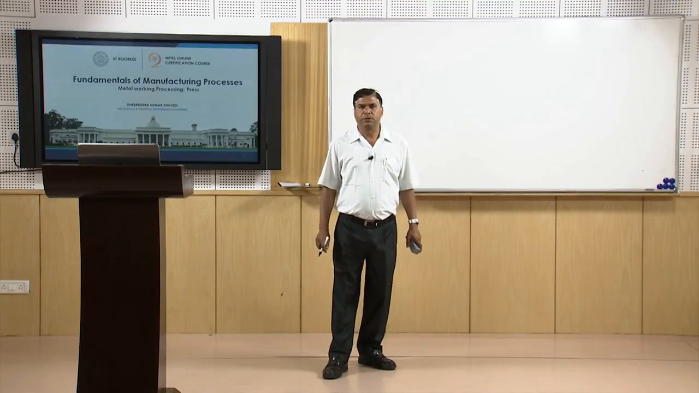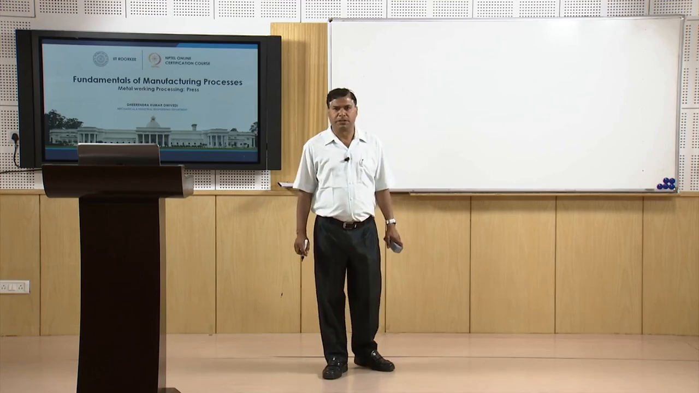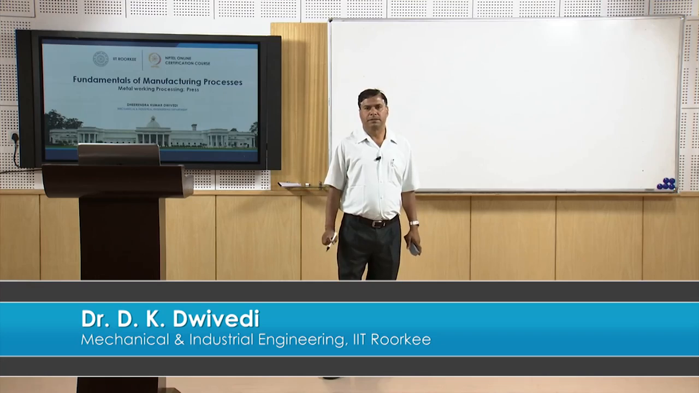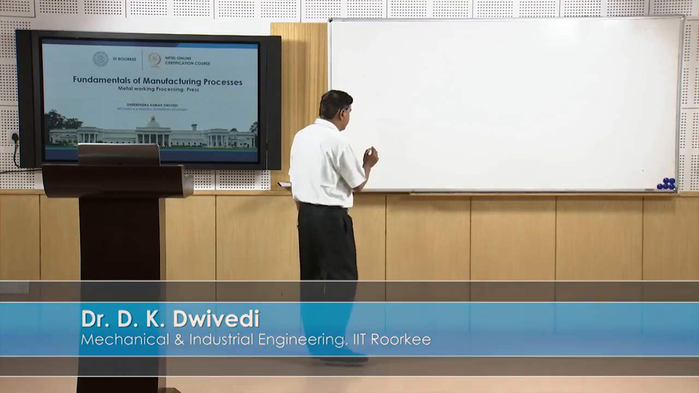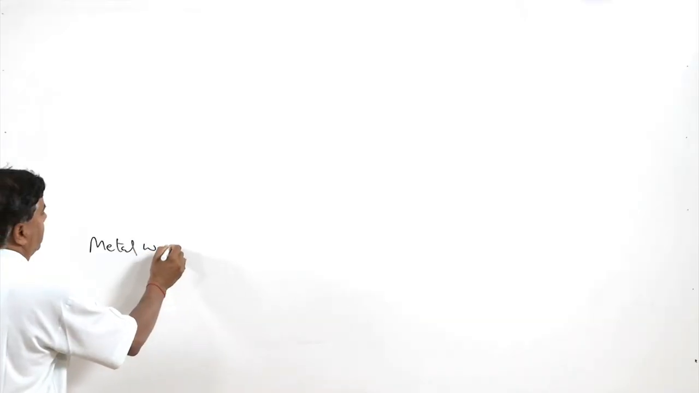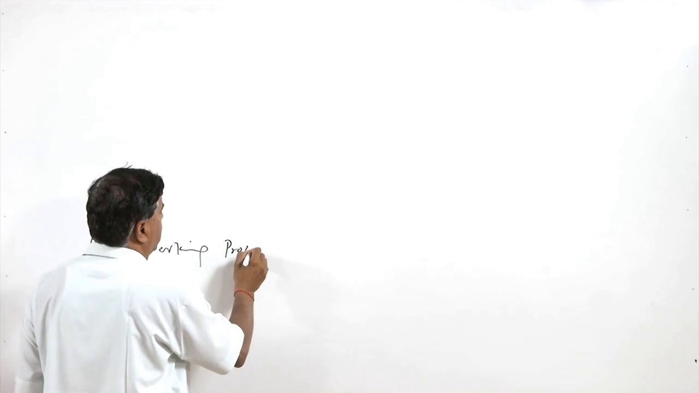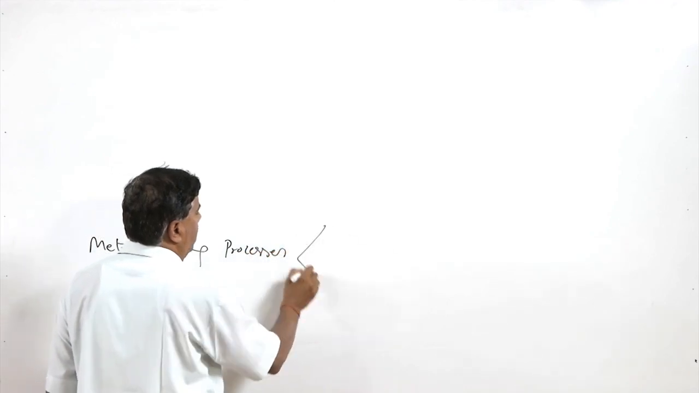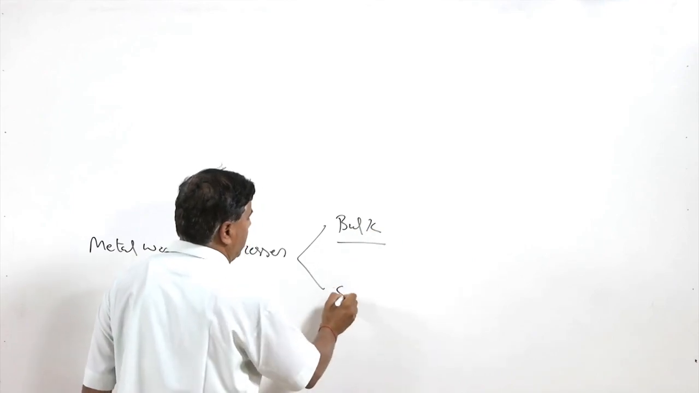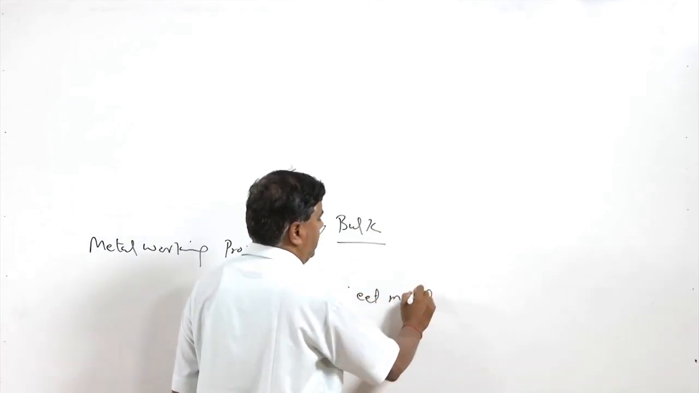Hello, I welcome you all to this presentation on the subject Fundamentals of the Manufacturing Process, and we are talking about metal working processes. We know that metal working processes can be placed in two categories. One is where bulk material deformation takes place, and another where the sheet metal is deformed.